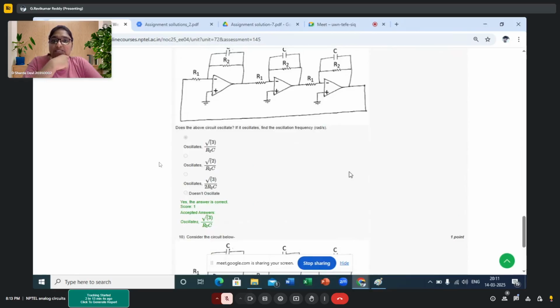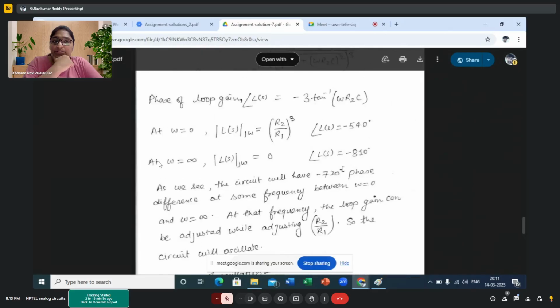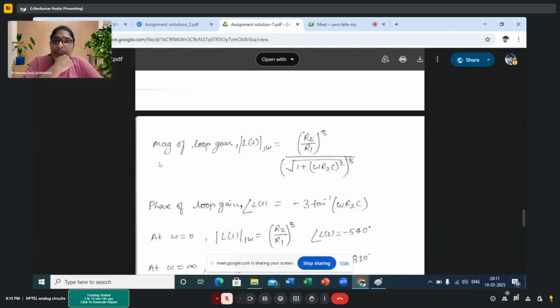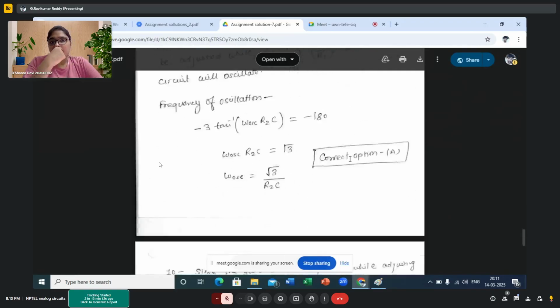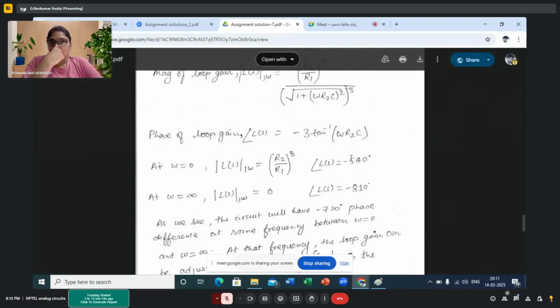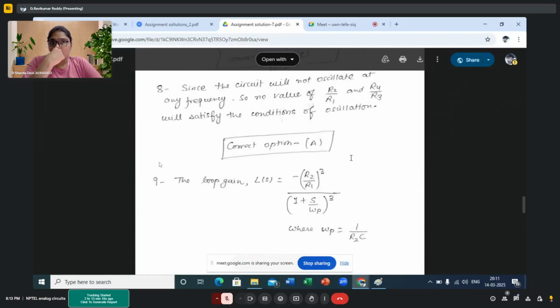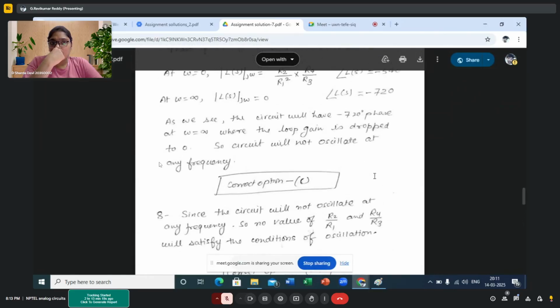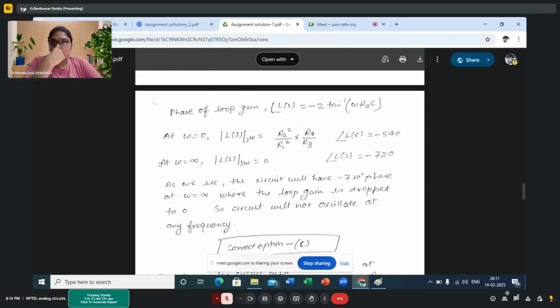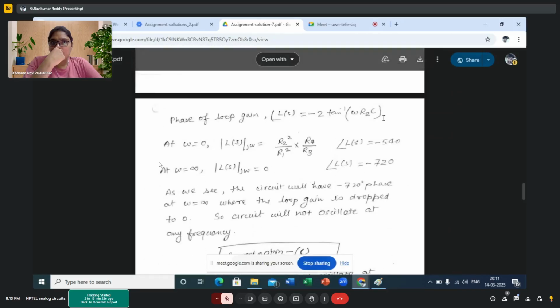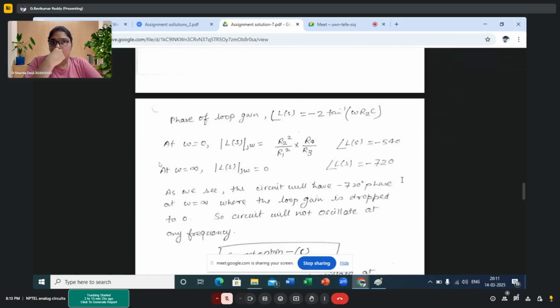What about the solutions? I saw the solutions also, madam. They are written like this directly. I don't know how they are written. This will be the answer for that question. See here, they are written like this. Loop gain something they have written. Minus 2 tan inverse.